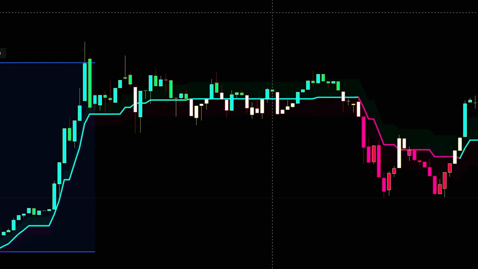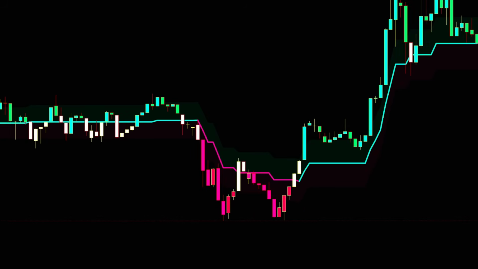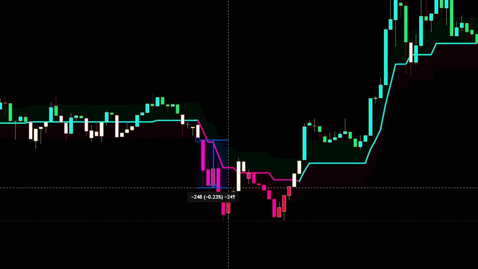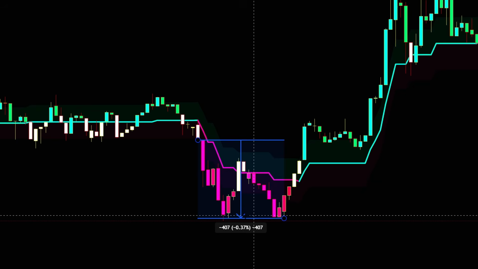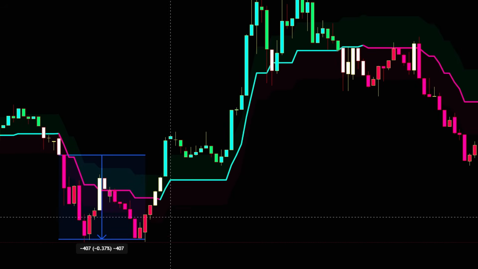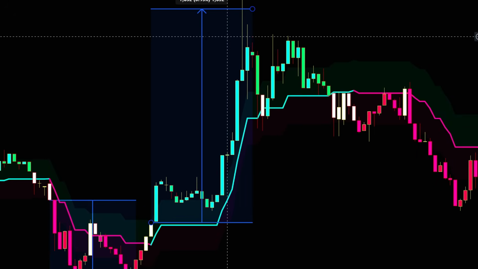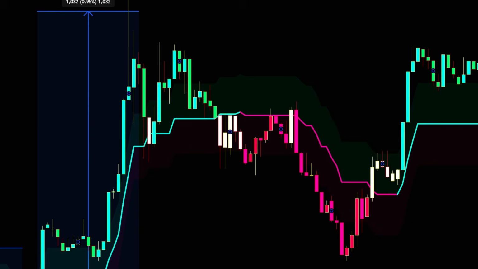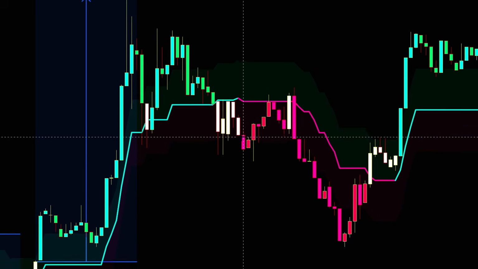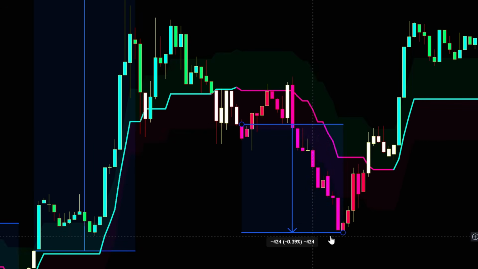And then a little while later, boom, we get a sell signal when the line turns back to red. Then it happens again, red to green, another buy signal. And hey, looks like that would have been another winning trade. Let's just scroll through the chart and see what else we can find.